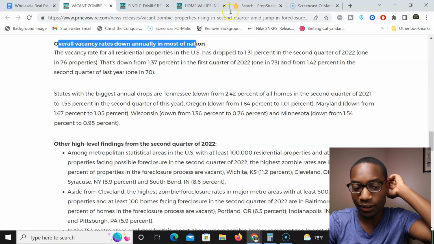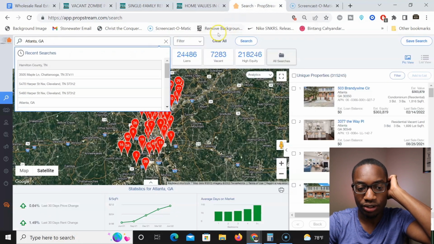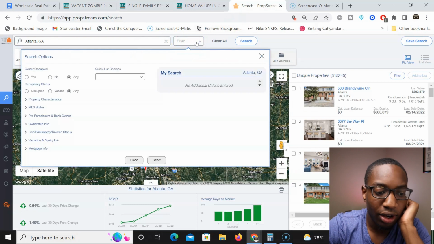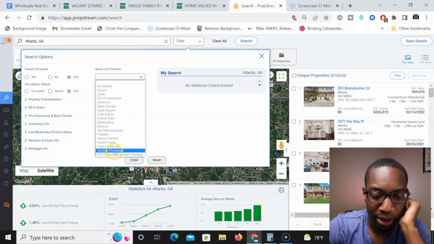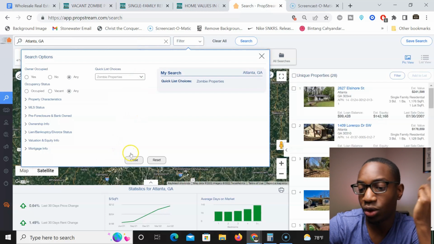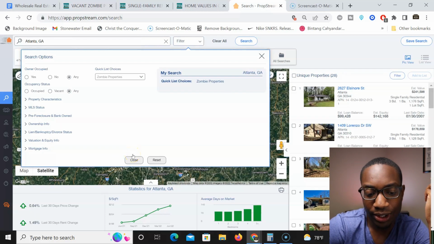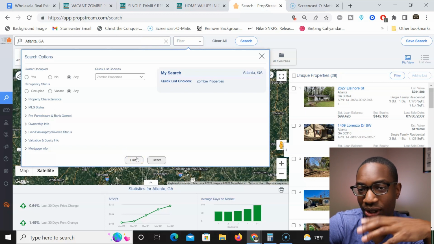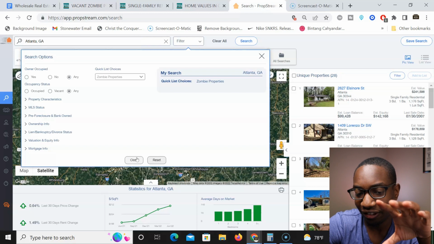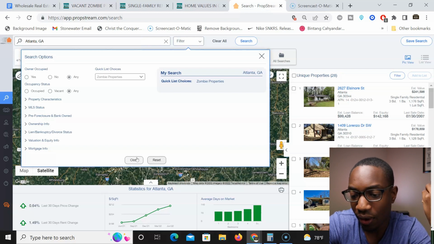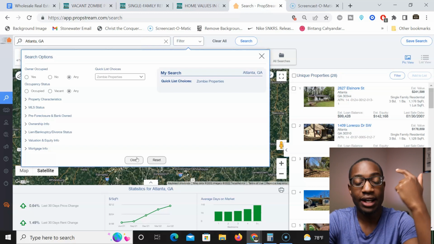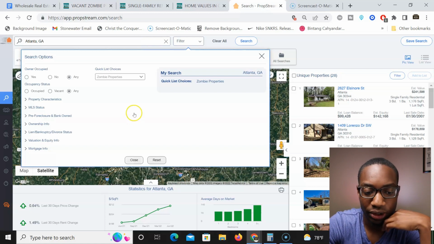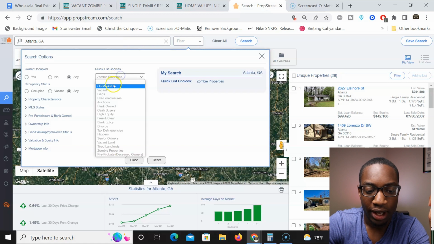But let's go to PropStream to see how to find these zombie properties. So I'm in Atlanta, Georgia, and all I'm going to do is go to Quick List and then zombie properties right here. And 28 properties show up. So that's what you get in Atlanta, Georgia. Atlanta has millions of houses and only 28 of them fit this criteria. And you can go after them, whether you want to do subject-to, seller financing, or just wholesale the property. So that's essentially what zombie properties are.